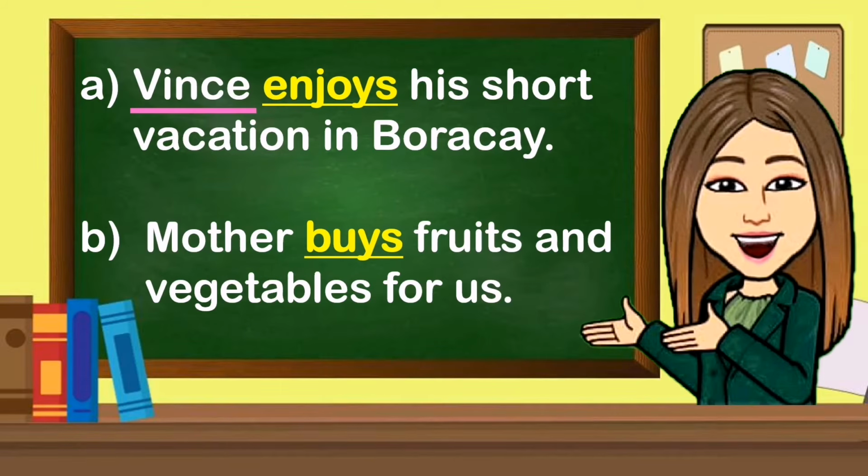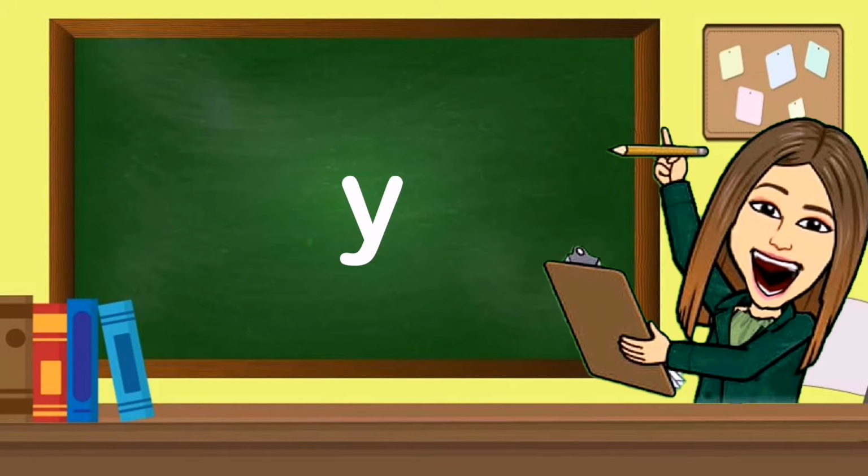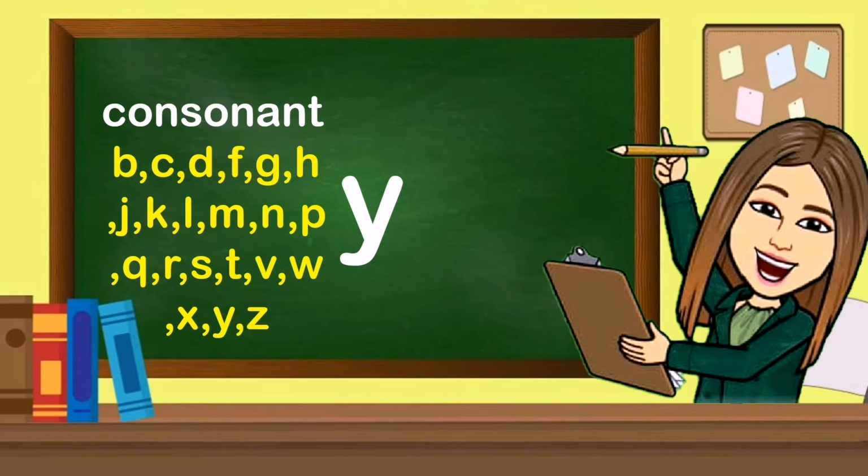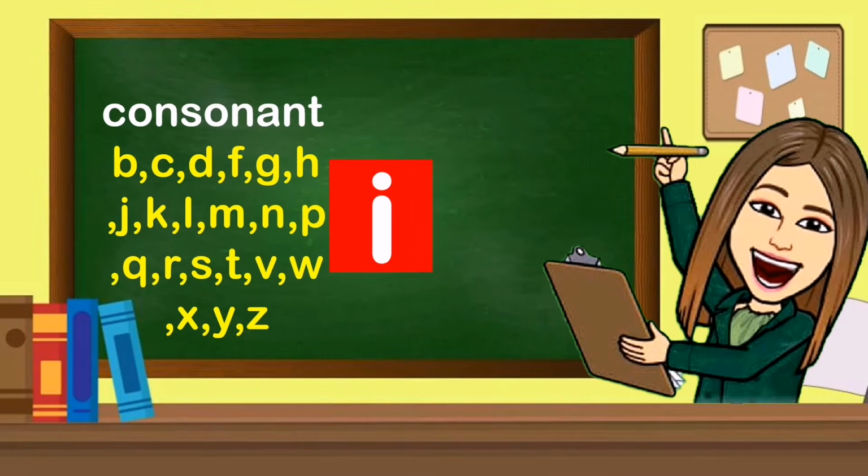In the first sentence, the subject is Vince and the action word or yung salitang kilos ay enjoys. In the second sentence, the subject is mother and the action word or the verb is buys. For verbs ending in y preceded by consonant like B, C, D, F, G, H, J, K, L, M, N, P, Q, R, S, T, V, W, X, Y, and Z, the simple present tense is formed by changing y to i, then add es.